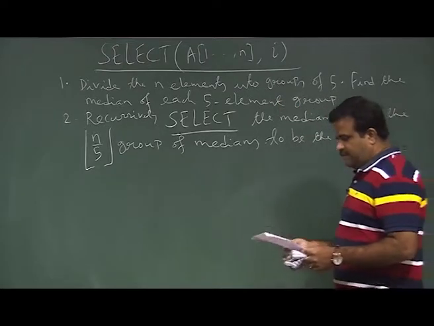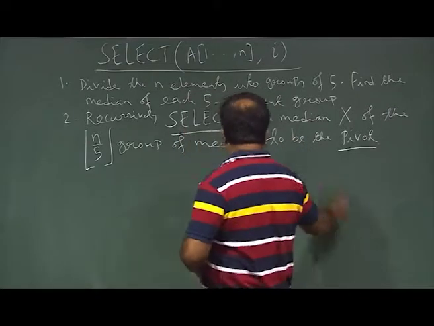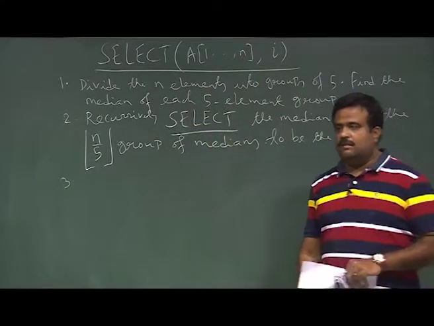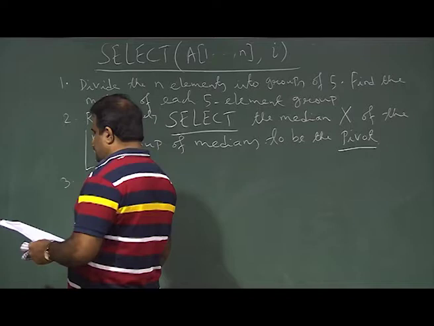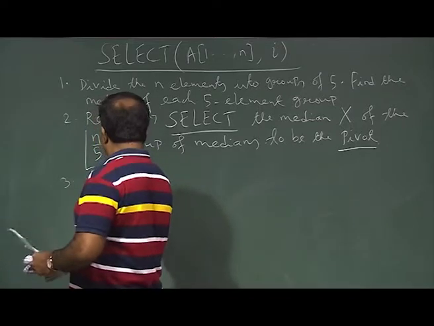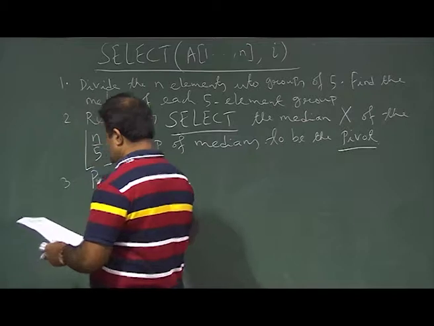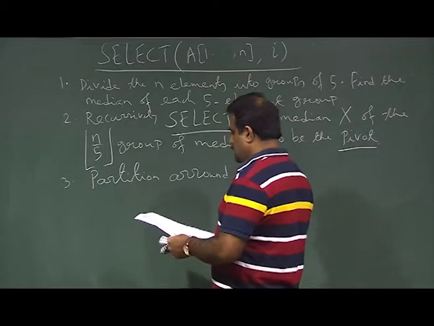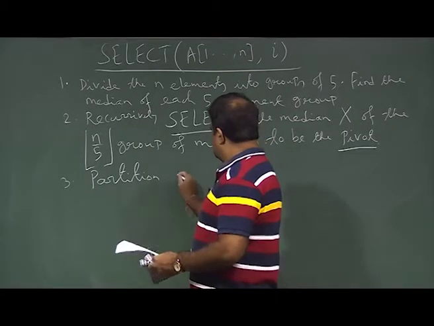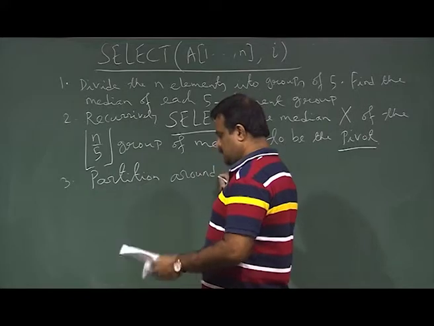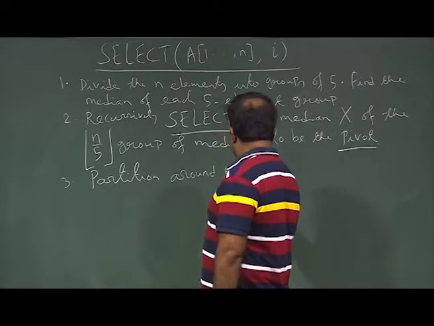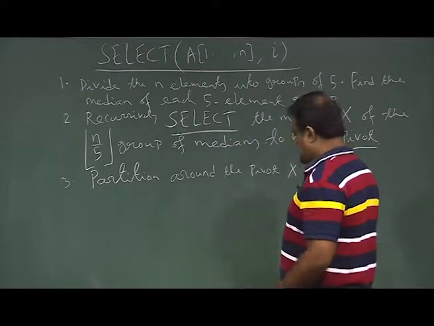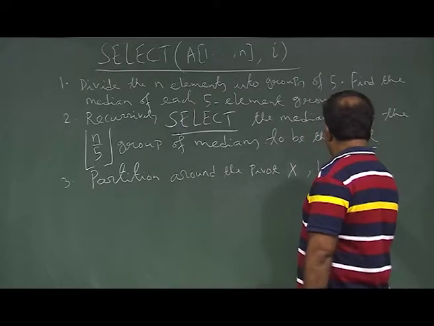Okay, so we will talk about time complexity. Now this is our pivot element x. Now, we use this pivot and we call the partition algorithm, and so we partition the array around the pivot x, and then let k be the rank of x.